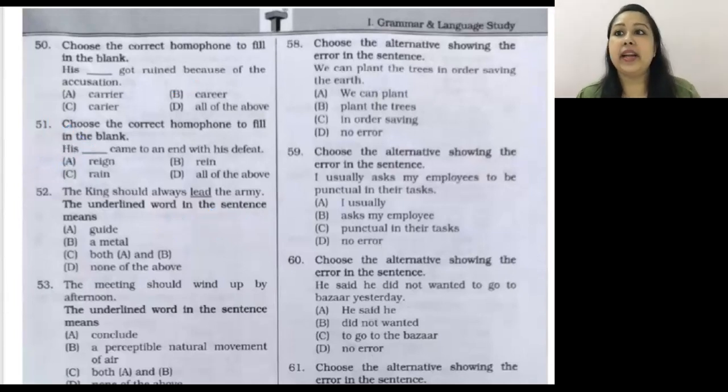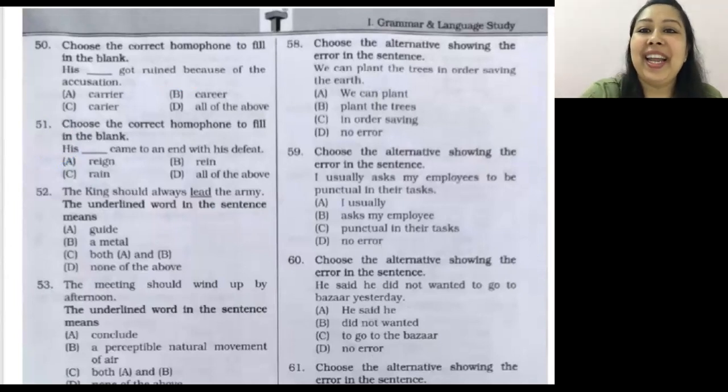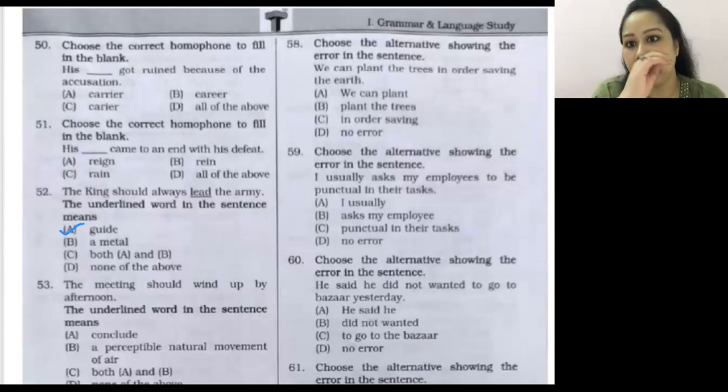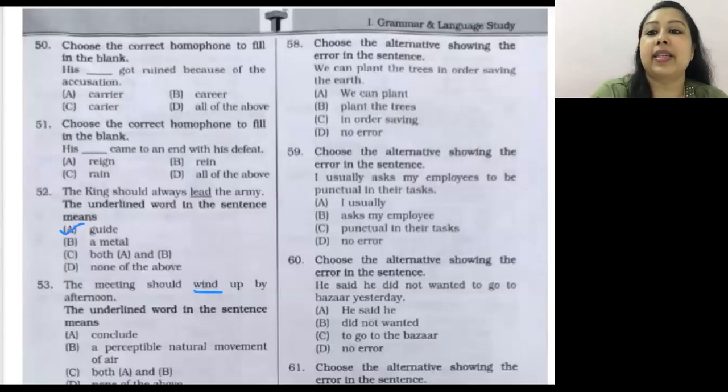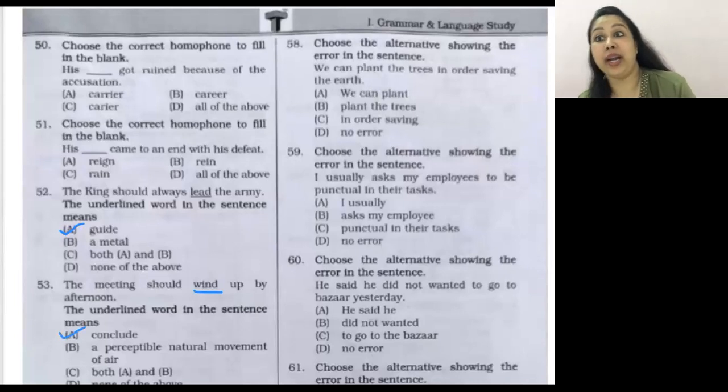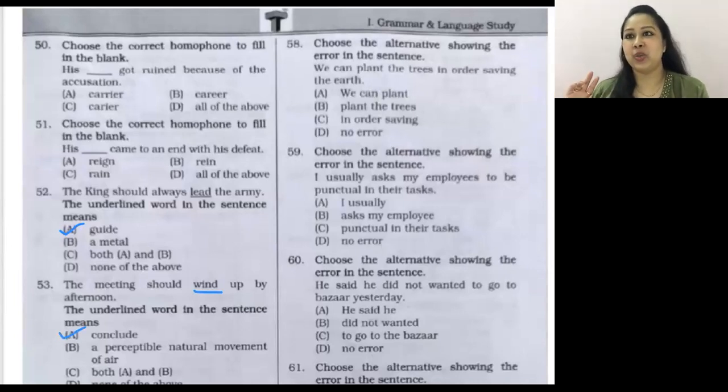Okay, 52nd. Very good. Guide, A. Always lead the army, A. Very good. The morning meeting should wind up by afternoon. The underlined word in a sentence means... the underlined word here is wind. Correct, it is conclude. Wind and wind: though the spellings are the same, the pronunciations are different.